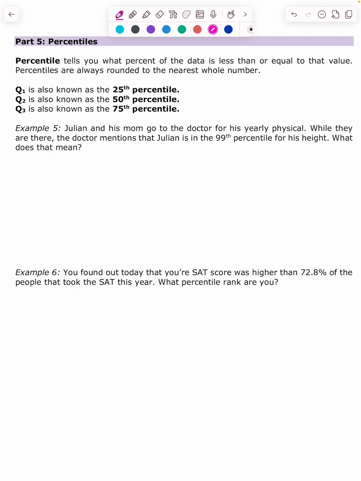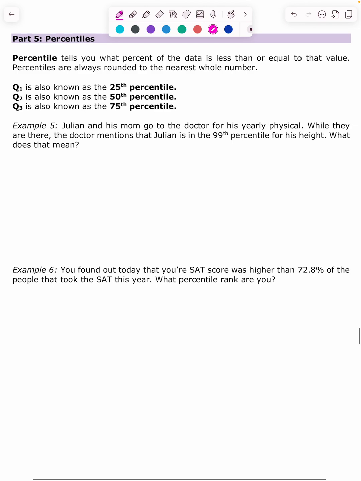Q1 is known as the 25th percentile because 25% of the numbers are always going to be less than Q1. Q2 is the 50th percentile. Q3 is the 75th percentile. These are three things that we've already seen with the quartiles that we've been calculating, and those are three that we can always refer to because we know what percent of the data is going to be less than them.